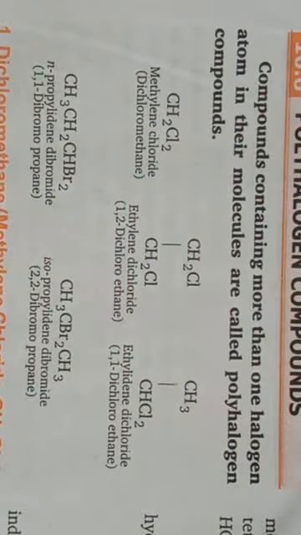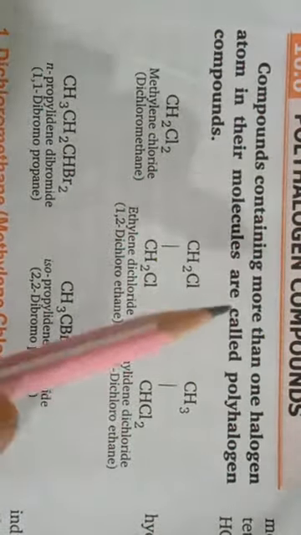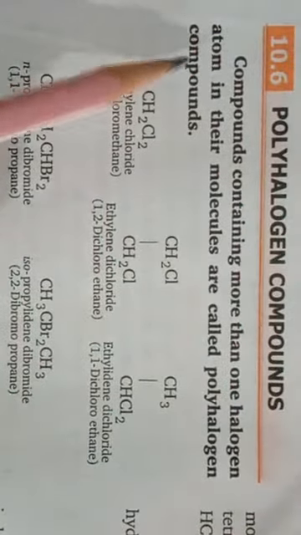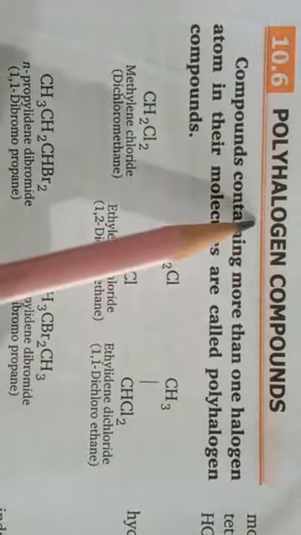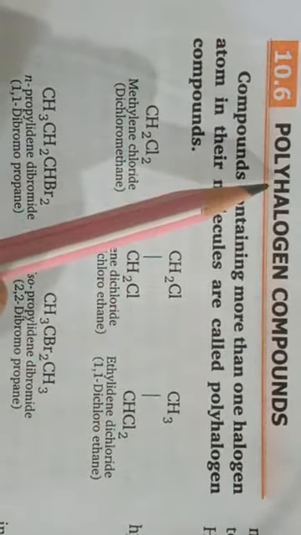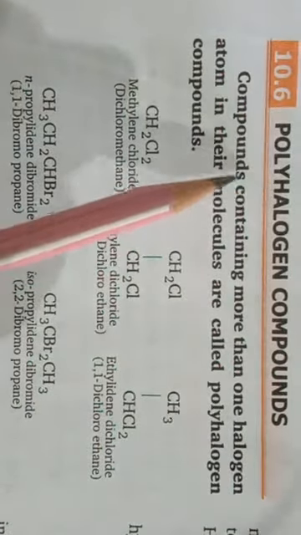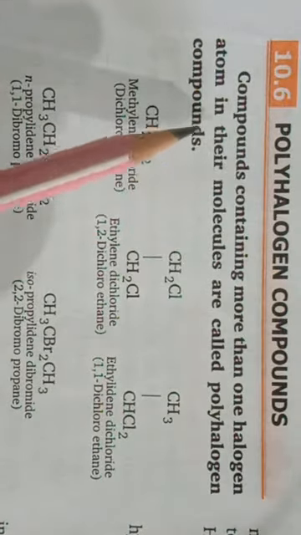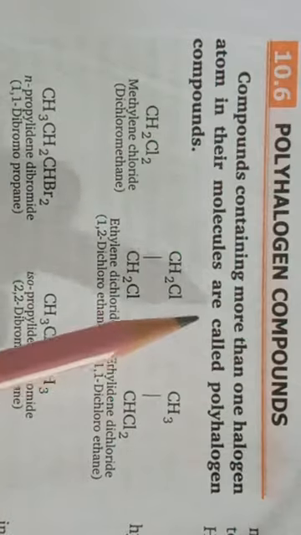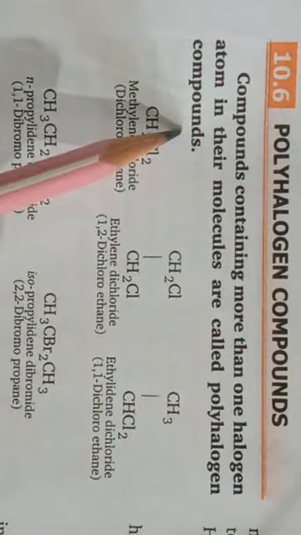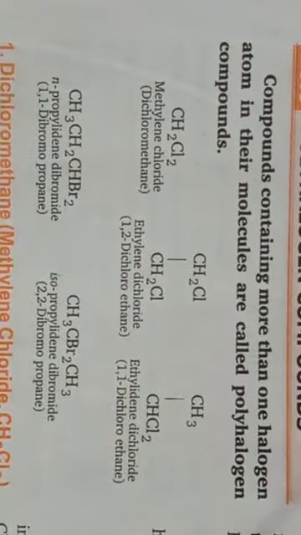Hello children. Today we will start the discussion of heading number 10.6, Polyhalogen Compounds. So as the name indicates, the compounds which contain more than one halogen atom in their molecules are known as polyhalogen compounds. A few examples are given here.